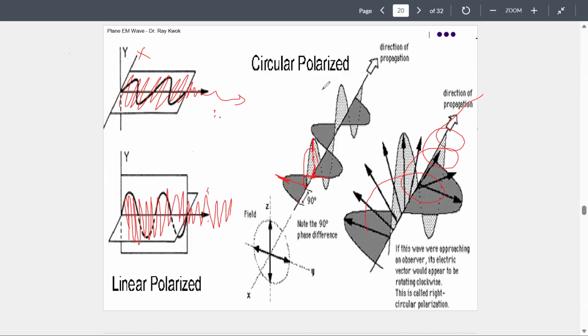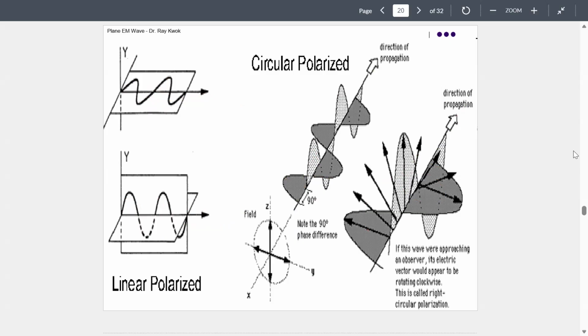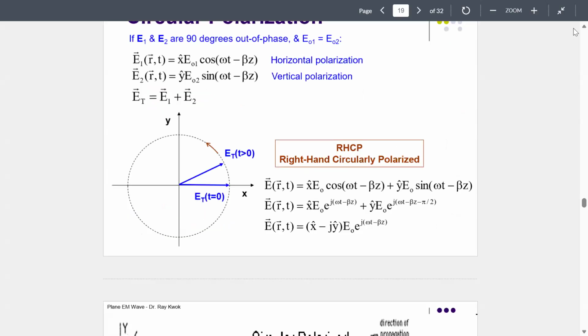So this is called circular polarization. Right hand, yes. In this picture, it's not showing the magnetic field. They both are electric field. Okay, so let me go back and make one thing really clear.